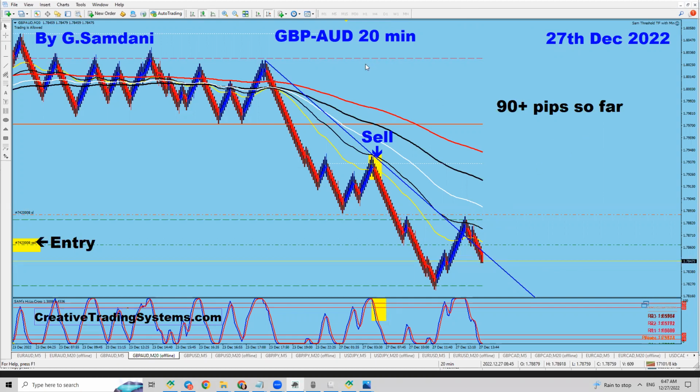And the Euro Aussie, I'm still waiting for 58.27 to give me a rejection and an entry. So I'll take that as well.